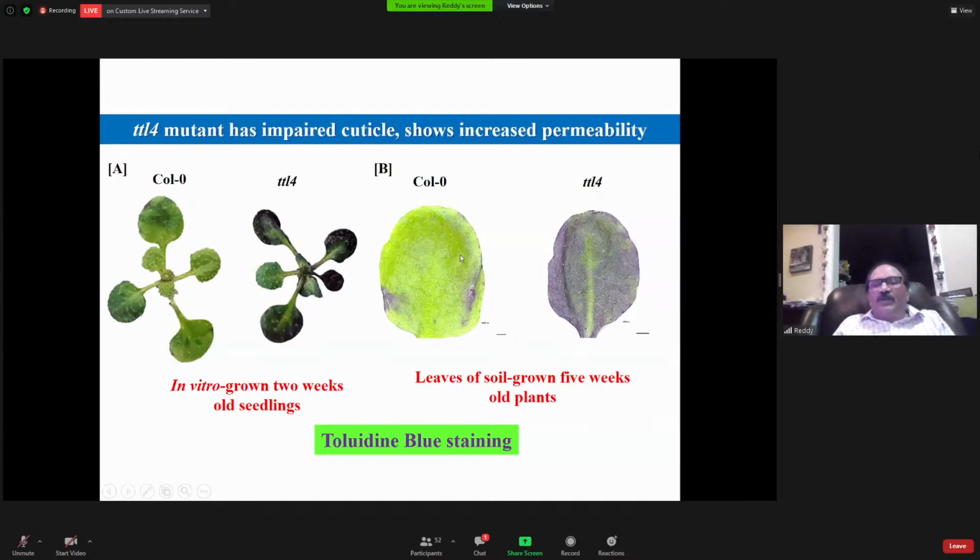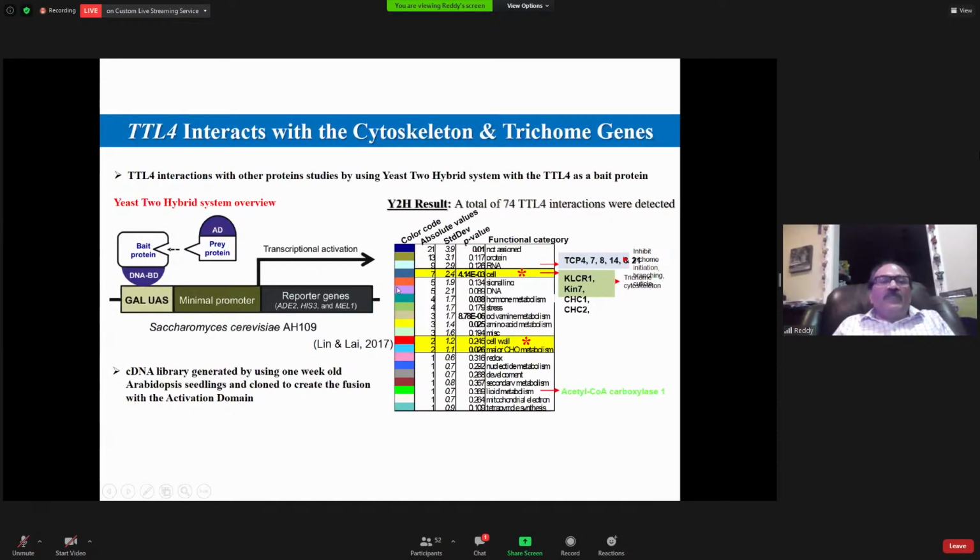So here is the normal plant, the leaf of soil-grown 5 weeks old plant. And here is the mutant that has taken fully stain, indicating that the cuticle is impaired. And then this gene is very interesting, and how it is related to trichomes, because many laboratories in the United States are working on the trichomes, but how come nobody has identified that this gene is responsible for the trichome phenotype or density?